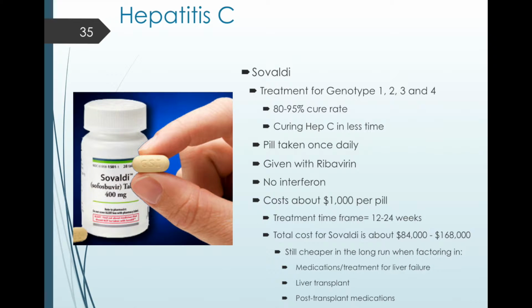So if you look at $1,000 a day for 12 to 24 weeks, you're looking at about $84,000 to $168,000 for this medication. Now, yes, that is a lot of money, but when you look at the cost of liver transplant, post-transplant medications, medications to treat liver failure, hospital visits for liver failure, the savings will far outweigh anything else that's going to come along with liver failure for this patient and the pricing that comes along with that as well.